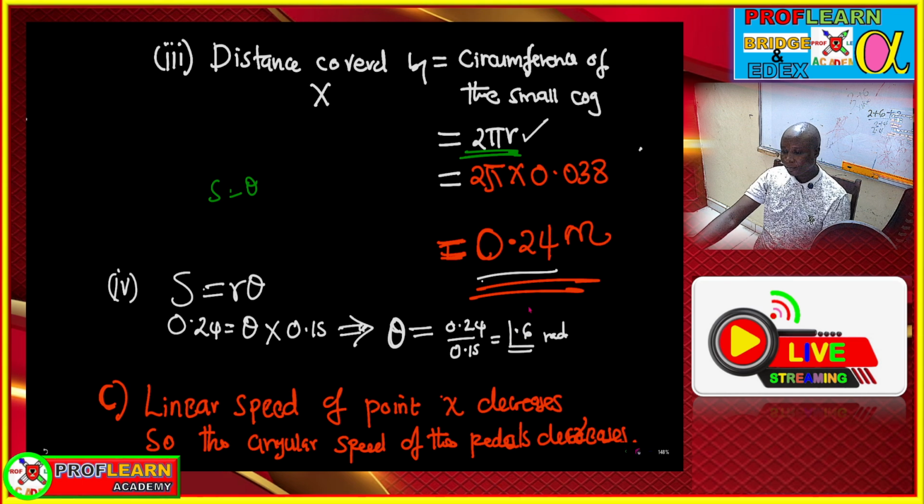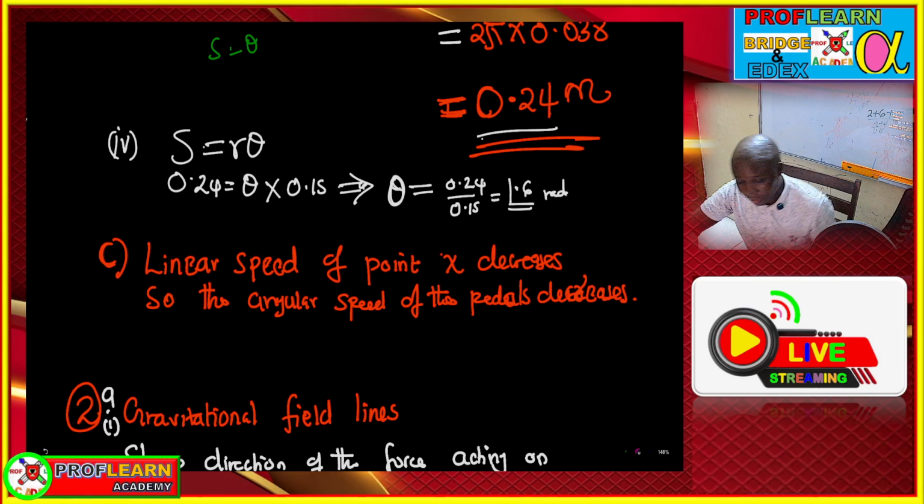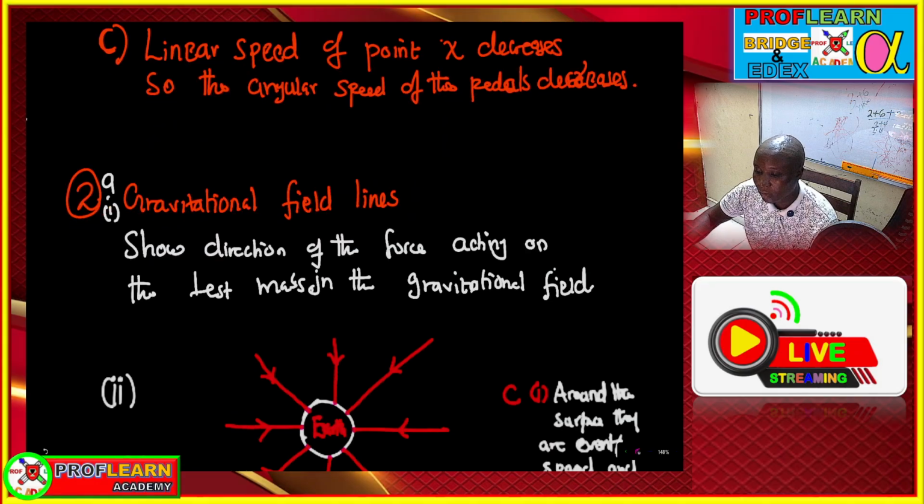And then the next question asked: the chain in bicycle B is moved onto a smaller cog fixed on the rear wheel, and the speed of this bicycle does not change. In that case, we will say that the linear speed at point x decreases because as it is moved to a smaller cog, the linear speed is going to decrease, so the angular speed of the pedal decreases as well.